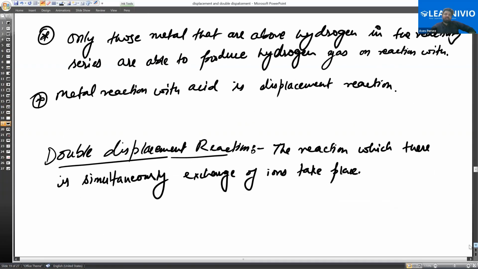Now, only those metals that are above hydrogen in the reactivity series are able to produce hydrogen on reaction with acids. Only those metals that are above hydrogen. Like for example, potassium, sodium, calcium, magnesium, aluminum, zinc, iron, tin are above hydrogen, so they are able to produce hydrogen gas. Other metals like copper, mercury, silver, gold, platinum don't react with acid, and don't even react with water. Okay, the reaction of metals with acid is a displacement reaction.